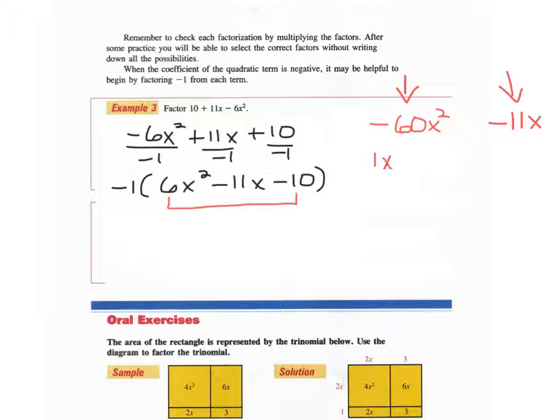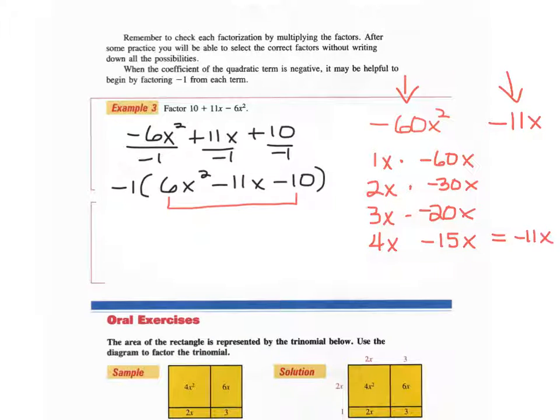So positive 1x times negative 60x, because my bigger factor gets the negative sign. Positive 2 times negative 30. And again, as you're listing these, quickly add them mentally to see if it's giving you a negative 11. And then 3x times negative 20x. Still not there, I'm at negative 17. 4x times negative 15x. Notice when I add these, I do get the negative 11.